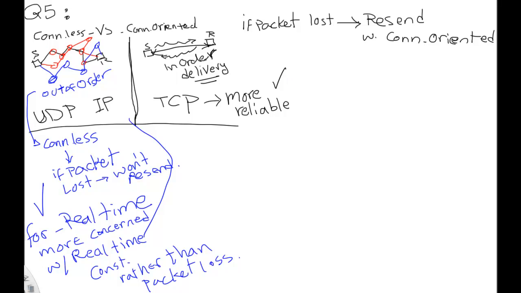Okay. Which one is better for controlling network flow? Connection-oriented is better for flow control. So this is question number 5. Alright, now let's look at question number 6.